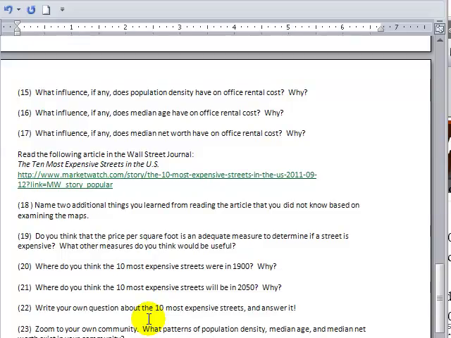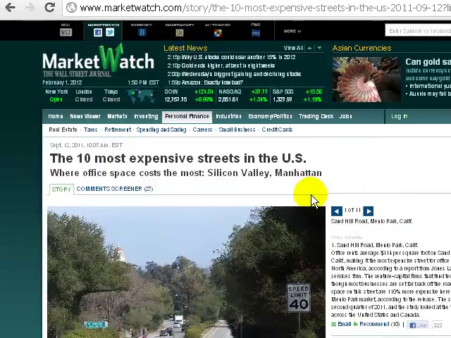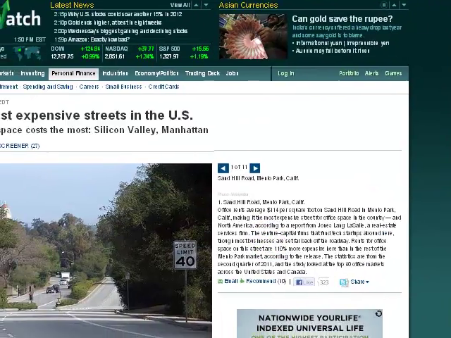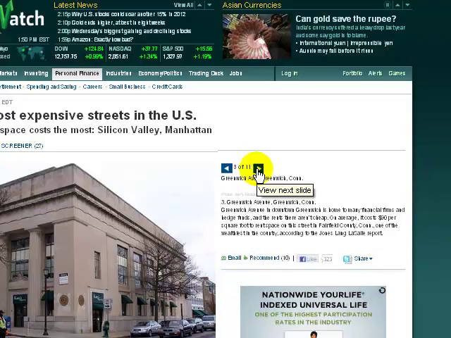Next, read the following article in the Wall Street Journal, The 10 Most Expensive Streets. Let's take a look at that. Here is the article from the Wall Street Journal, The 10 Most Expensive Streets in the U.S. In each one of these, as you can see right here, there is text that accompanies each one of these photographs. So you can page through here and look at all 10.